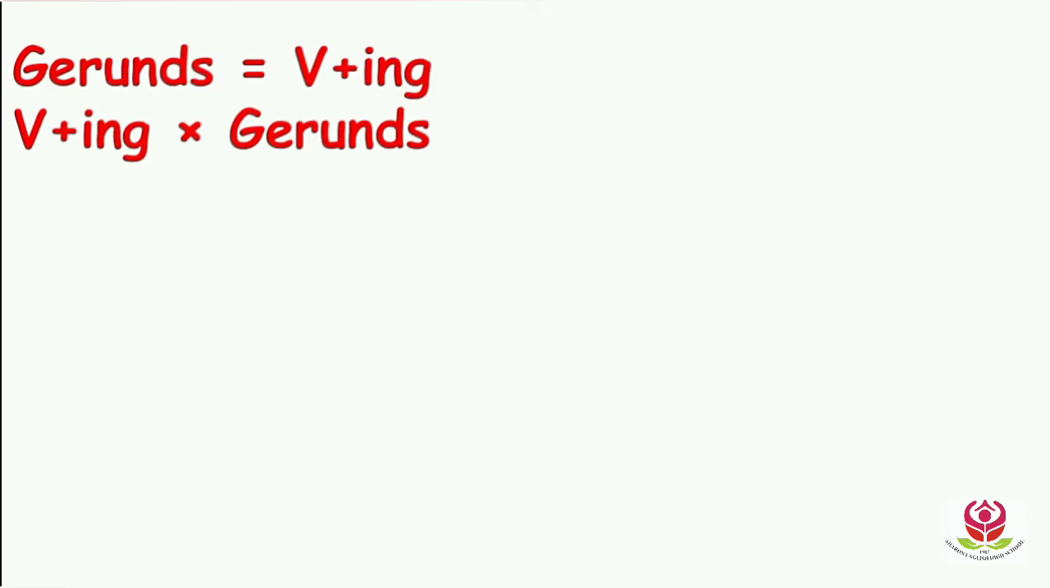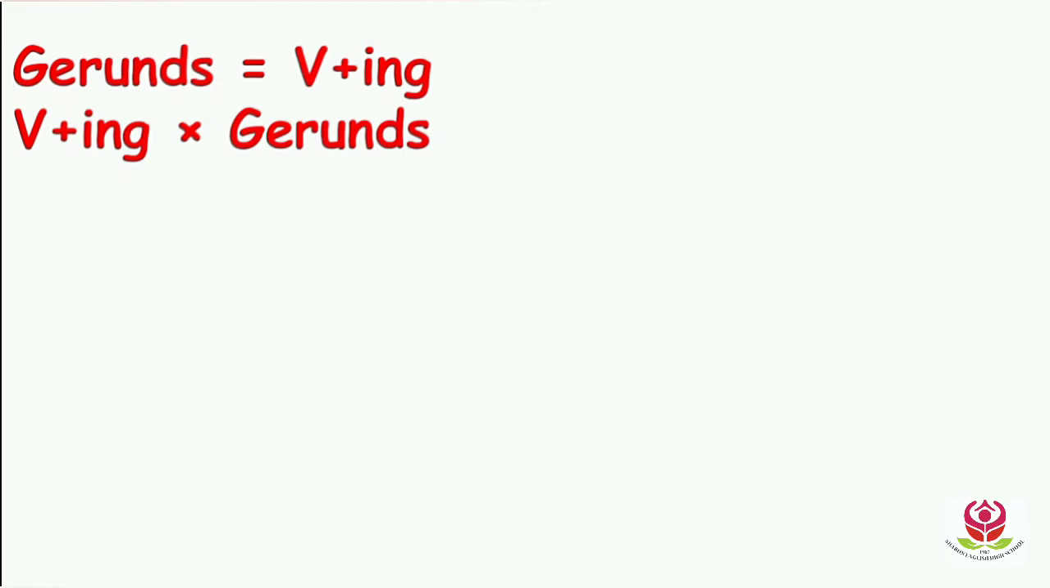Did you hear that? That was the bell of caution, the bell of alertness. As I told you, verb plus ing equals gerund. But let me tell you, not all verb plus ing can be gerund. Got confused? Let me explain with these examples.